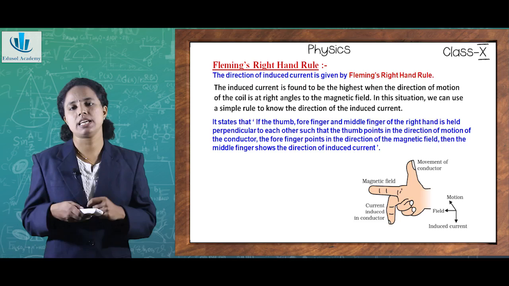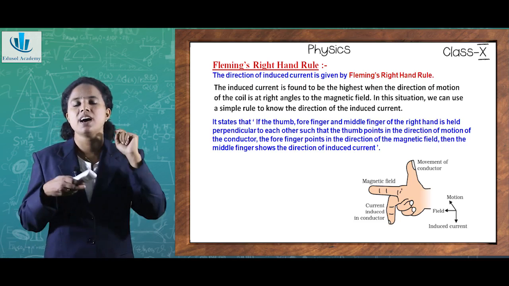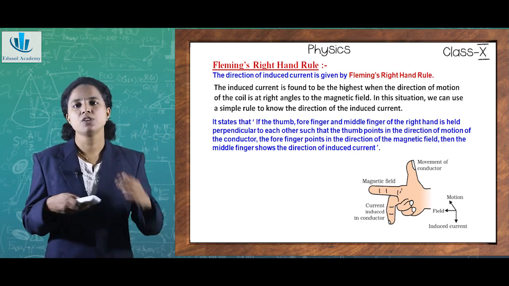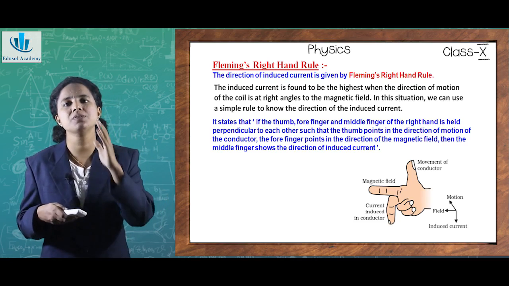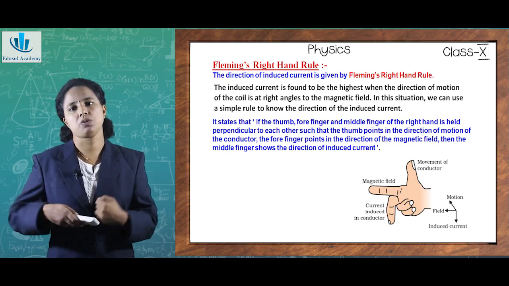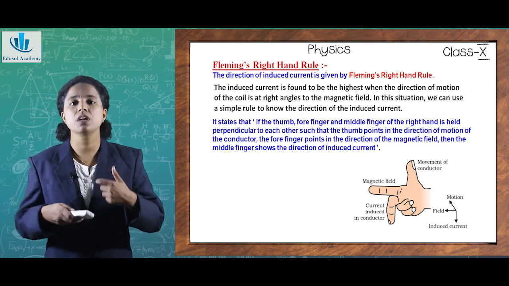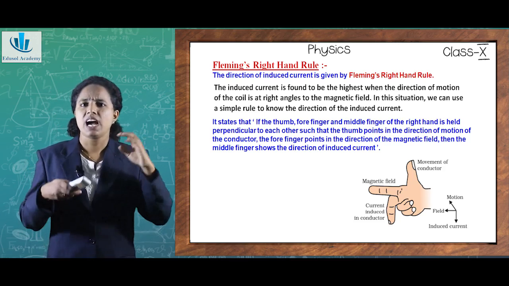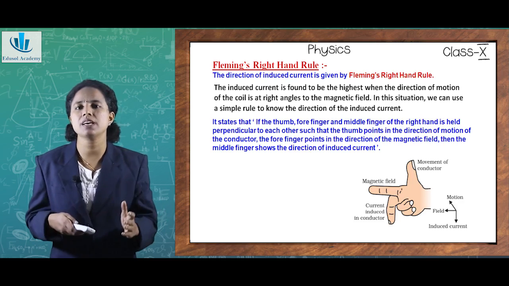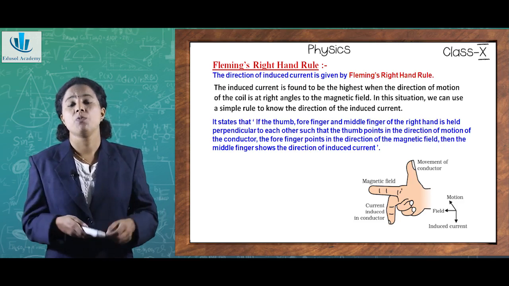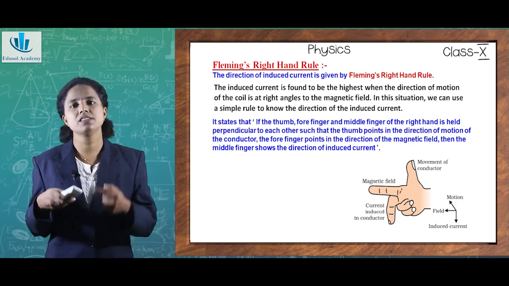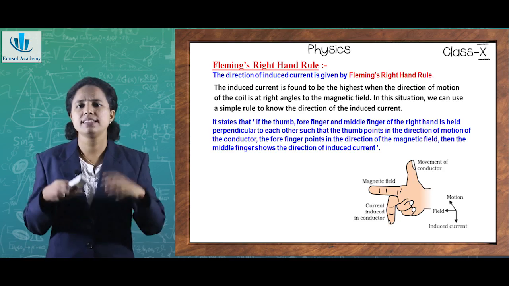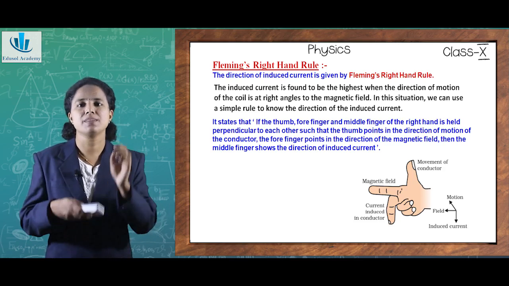And we have already seen that Fleming's right hand rule has great importance. And this gives rise to the direction of induced current being found out. So, using Fleming's right hand rule, we can find the induced current direction. And it is found that the induced current is always highest when the direction of motion of the coil is at right angles to the direction of the magnetic field. In such a situation, we can use the simpler law.